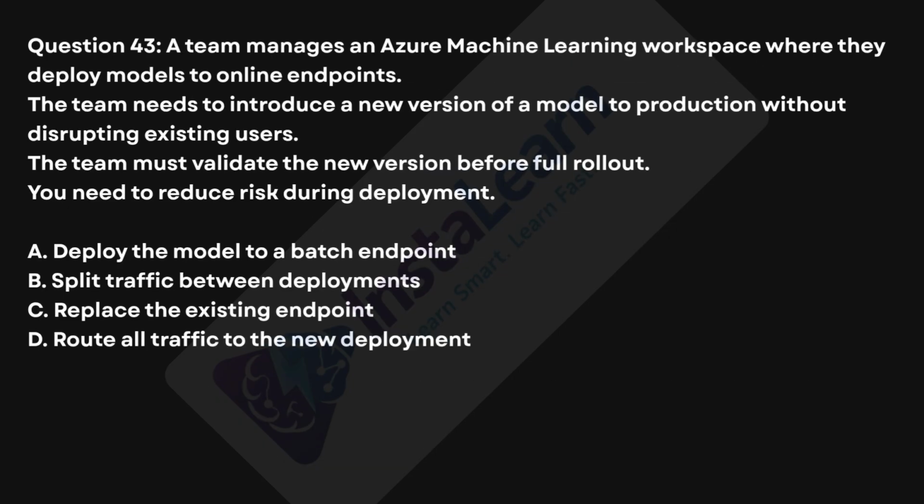Question 43. A team manages an Azure Machine Learning workspace where they deploy models to online endpoints. The team needs to introduce a new version of a model to production without disrupting existing users. The team must validate the new version before full rollout. You need to reduce risk during deployment. A. Deploy the model to a batch endpoint. B. Split traffic between deployments. C. Replace the existing endpoint. D. Route all traffic to the new deployment.